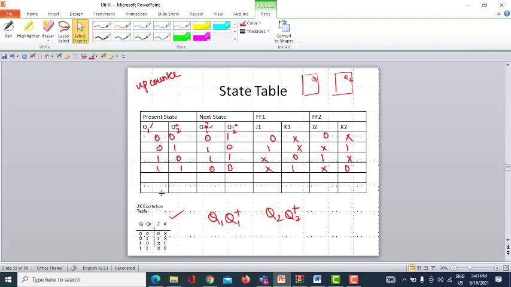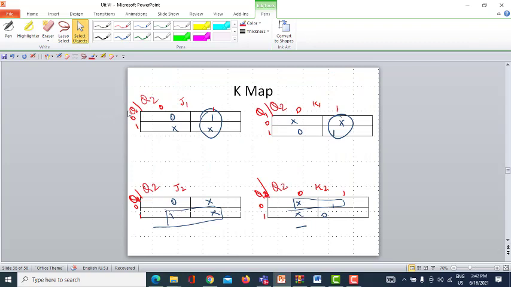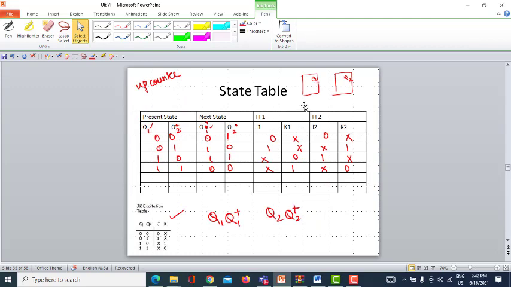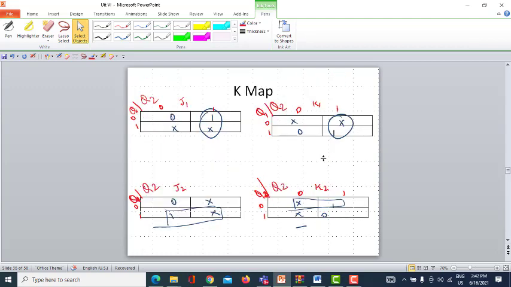By looking at the present state, we need to decide the next state and the input of the flip-flop. So we need to go ahead with the K-map for deriving the expression with the present state as your variables and derive the expressions for J1, K1, J2, K2. I have filled this up by looking at the columns of J1, K1, J2, K2. And then write down the expression for J1.